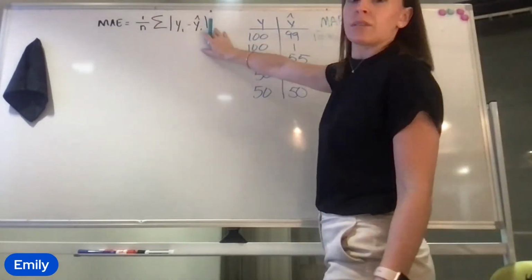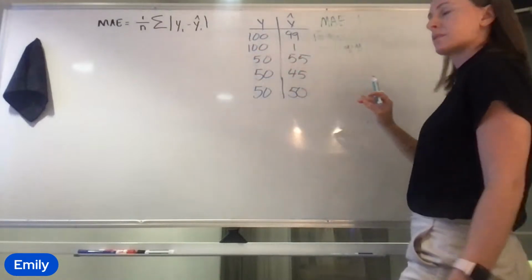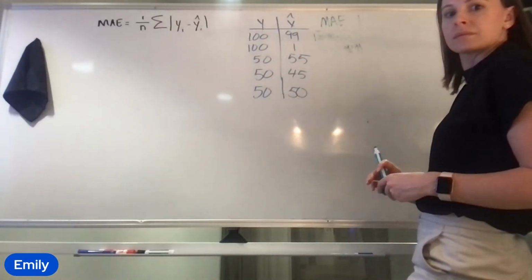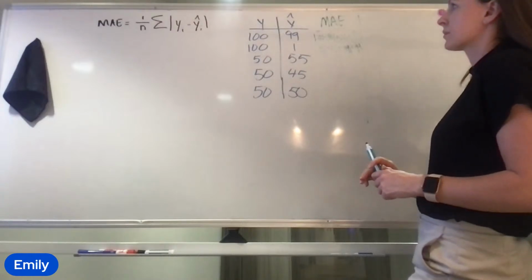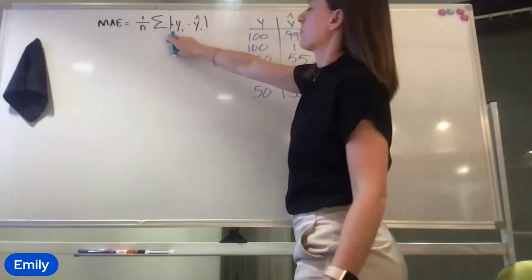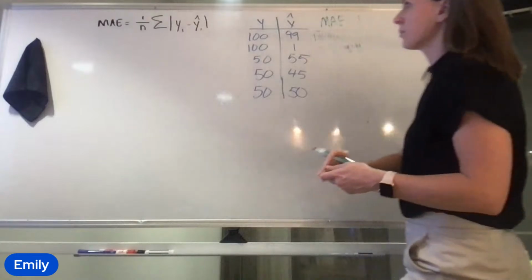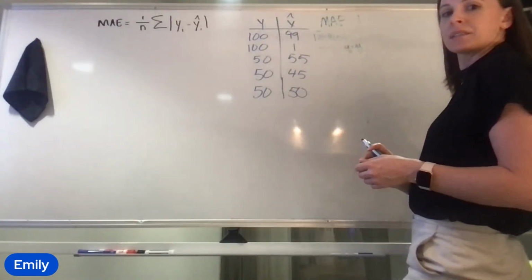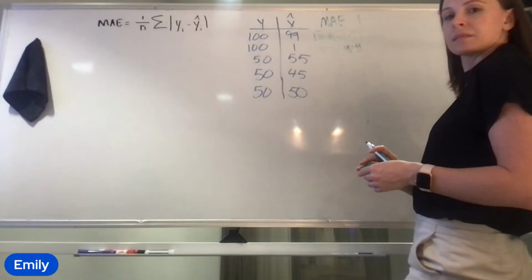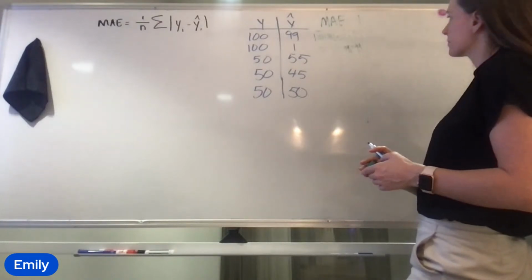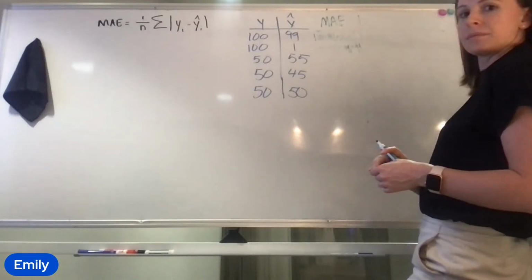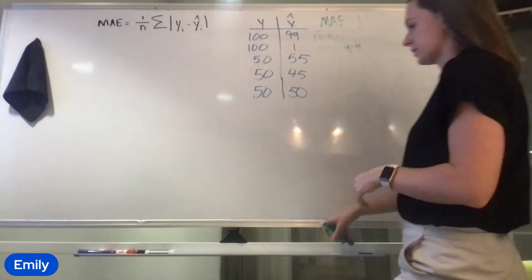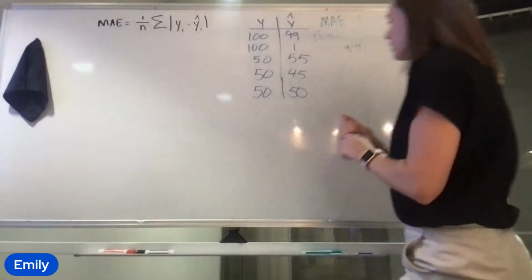Why do we need the absolute value here? Which one were you pointing at? In the formula, why do we need the absolute value? Why can't we just do y minus y hat? Also, this marker is terrible. I'm going to continue this in blue.